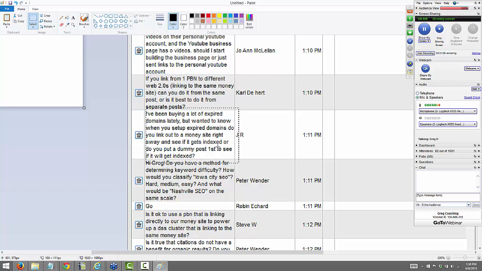From JR, I've been buying a lot of expired domains lately, but I want to know when you set up expired domains, do you link out to a money site right away and see if it gets indexed, or do you put a dummy post first to see if it'll get indexed? I usually put up a dummy post, usually like 100 words, just something stupid. I'll let it index, give it 3-4 days, do a penalty check. If it doesn't pass, give it another 3-4 days. So yeah, I do that.